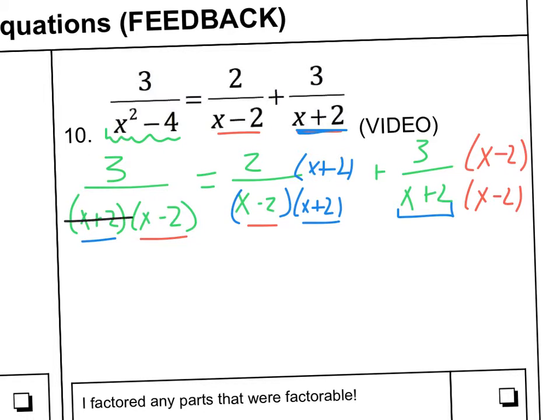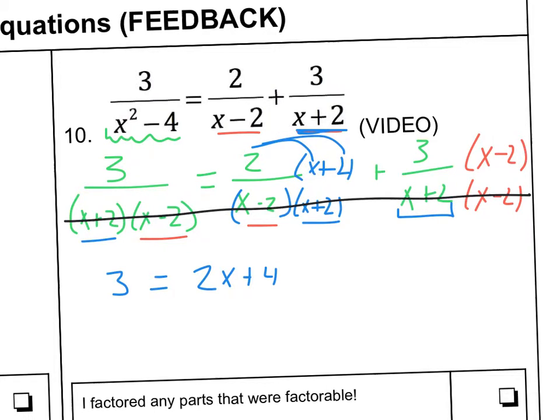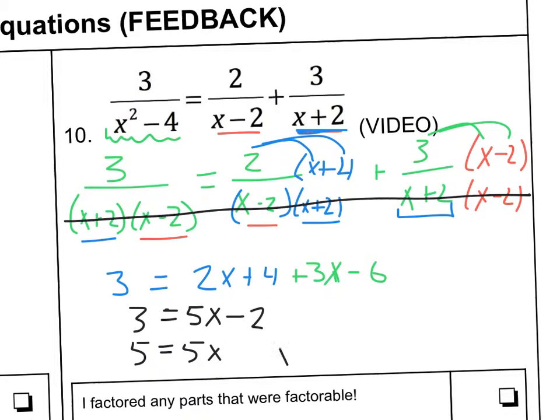All denominators are exactly the same, so we're going to cross them out. On the left side, we've got 3. On the right side, we've got 2 times x plus 2, which is 2x plus 4. That's doing some distribution. And then we've got 3 times x minus 2, which is 3x minus 6. On the right side, we're going to have 5x minus 2. And on the left side, we've got 3. I'm going to add 2 to make 5 is equal to 5x, which means that x is 1.